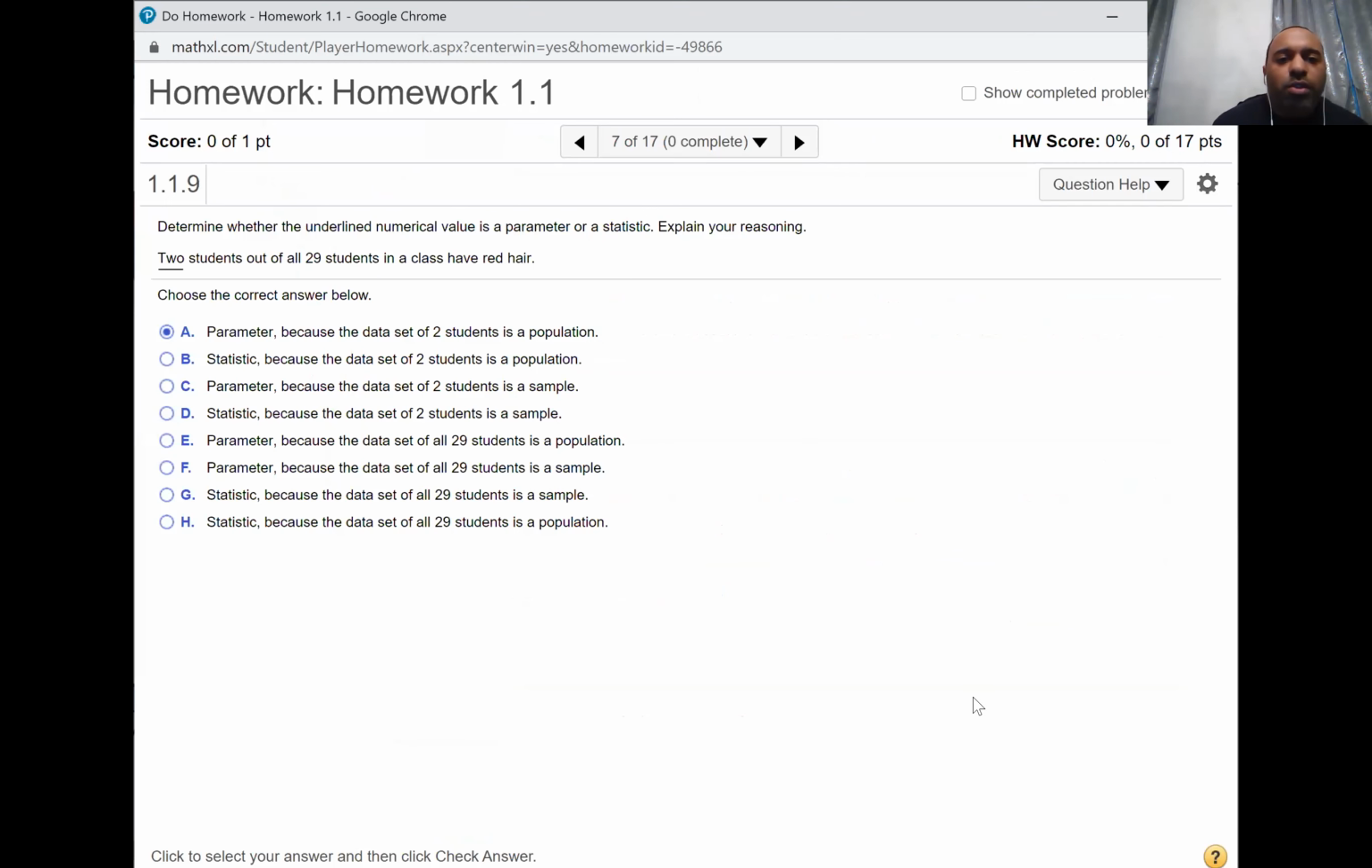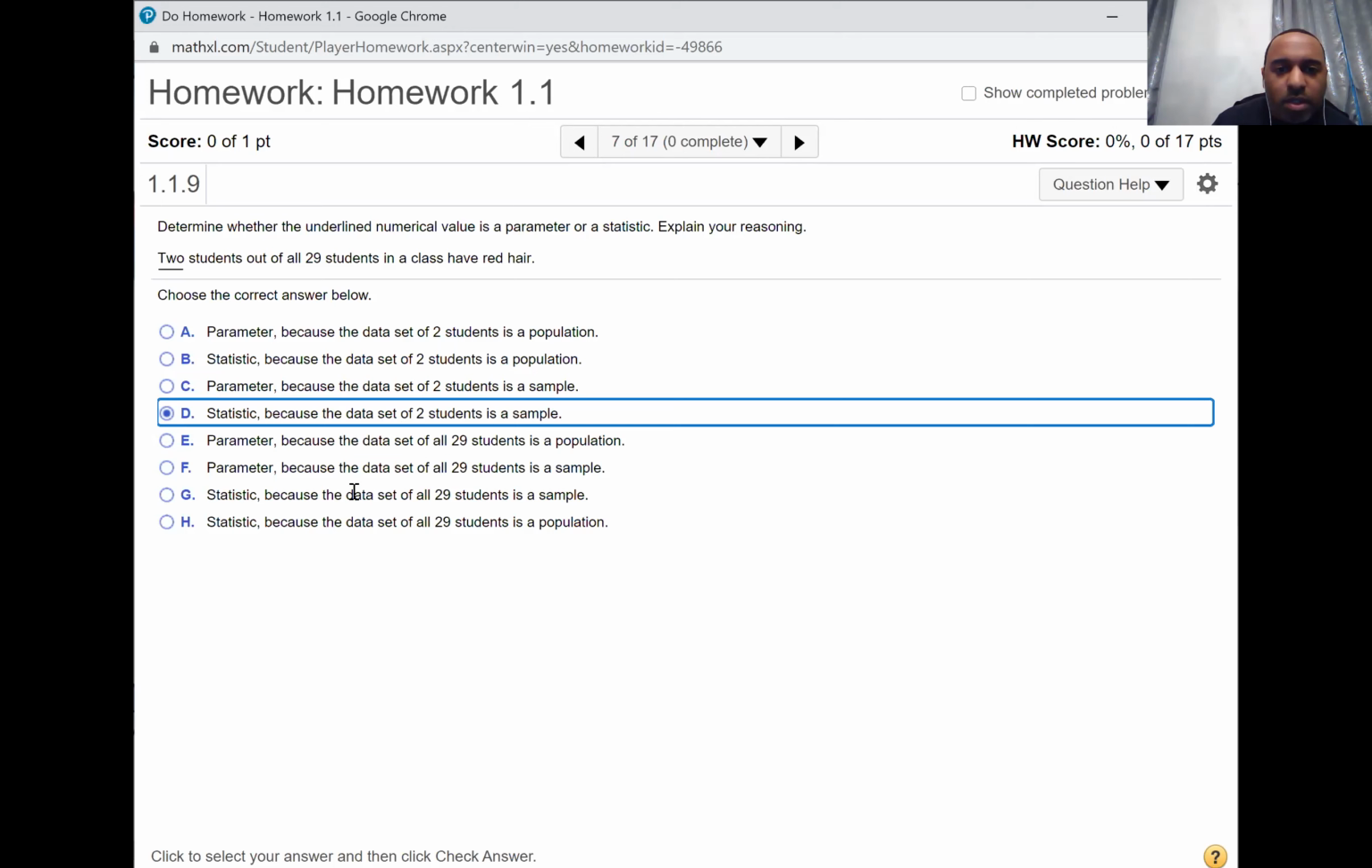So 2 students out of all 29 students in a class have red hair. So here you're talking about 2 out of the 29. So that's a sample. So this should be a statistic. And now we just got to figure out which statistic it is, as far as the explanation is concerned. Statistic because the data of the 2 students is a population. Statistic because the data of the 2 students is a sample. Data of 2 students. Data set of all 29 students.